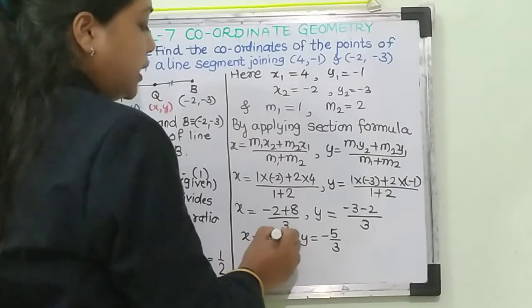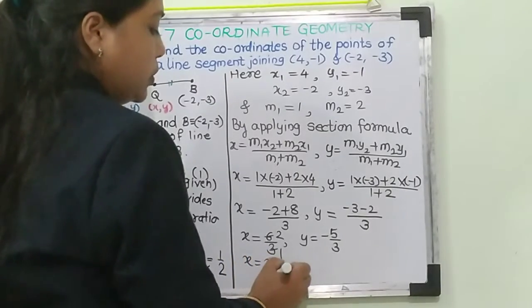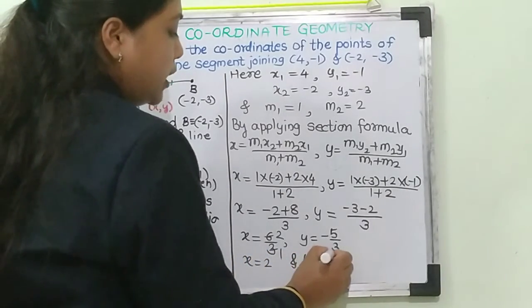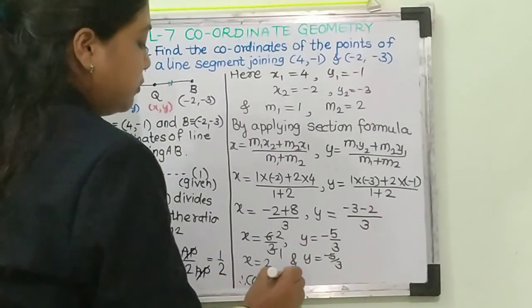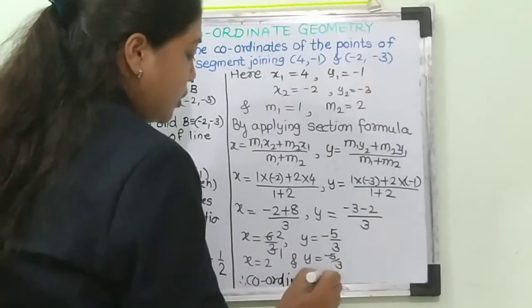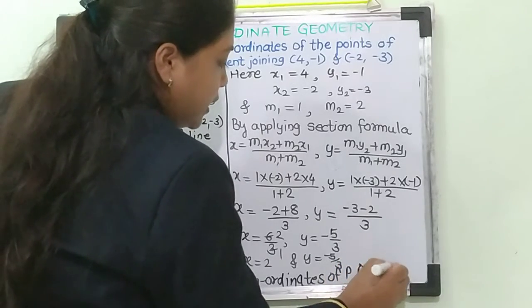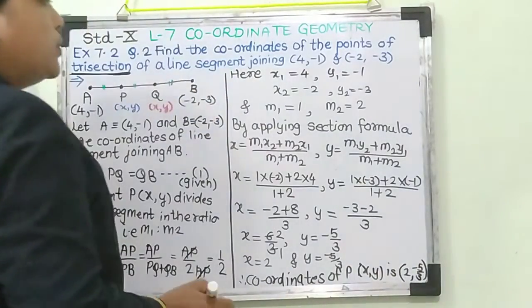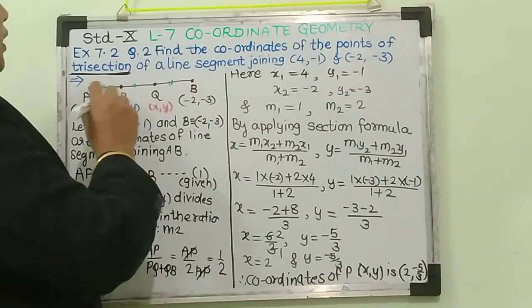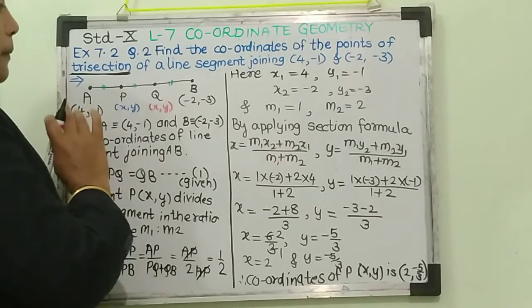So 3 ones are 3, 3 twos are 6. Here it will cancel, and x equals to 2 and y equals to minus 5 upon 3. Therefore, the coordinates of P is x comma y is 2 comma minus 5 upon 3. So in this way we get the coordinates of P.